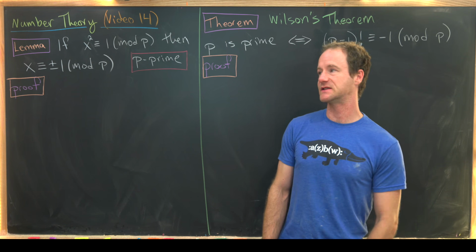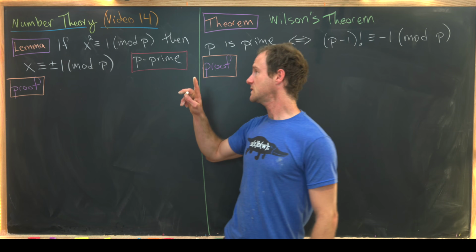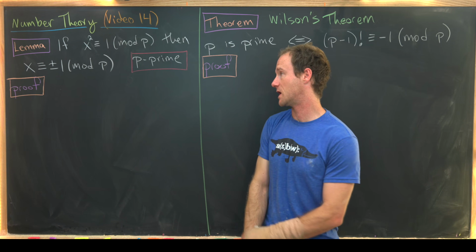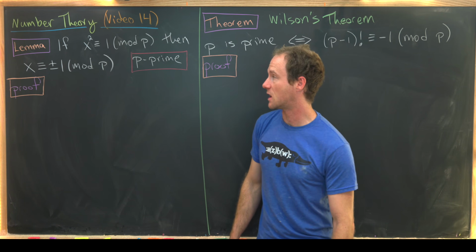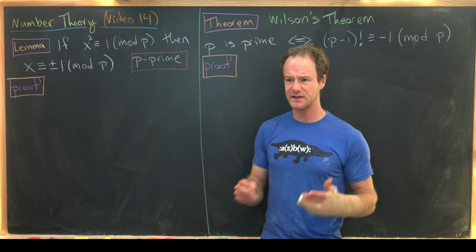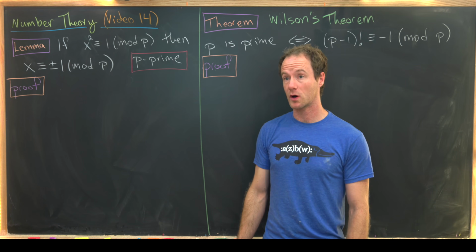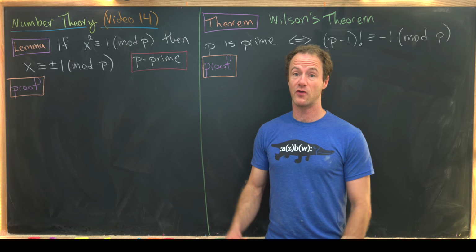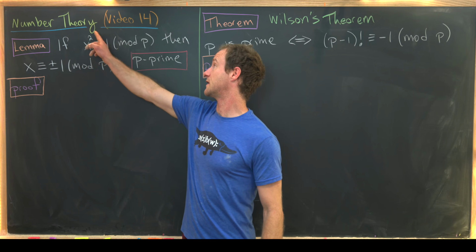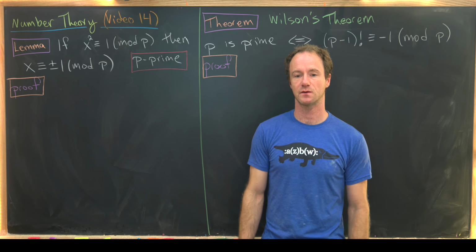So let's see the precise statement here. We want to start with p as a prime, and then we'll prove that if x squared is congruent to 1 mod p, then x is congruent to plus or minus 1 mod p. This tells us that working modulo p is pretty similar to working over the real numbers or the integers, because obviously if you've got a plain old integer that squares to 1, that integer is plus or minus 1.